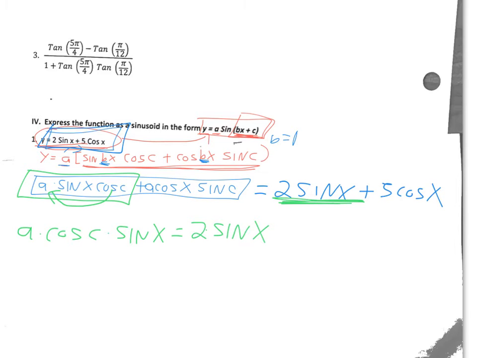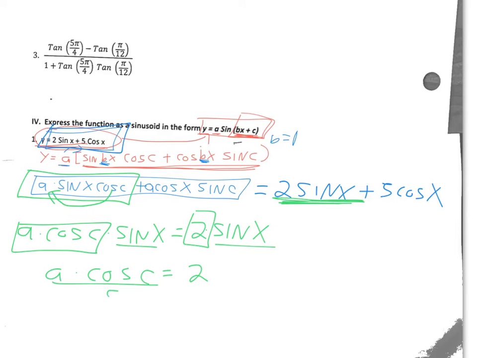Okay, then what I can see is, since these are both sine of x, this implies that a times the cosine of c has to equal this, the 2. So I'm going to write that a times cosine of c has to equal 2. And then if I were to get this cosine of c by itself, I would divide both sides by a.